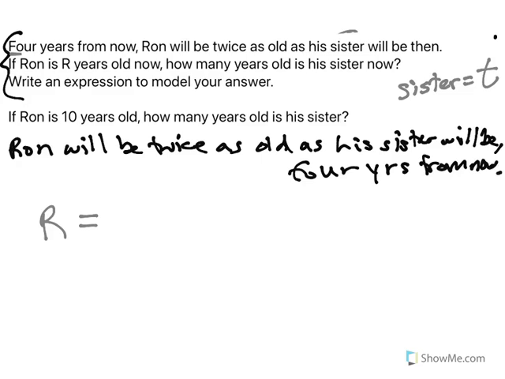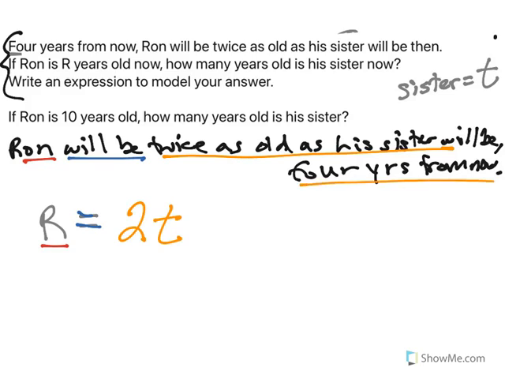So when we think about this, Ron, okay, we have that, will be, there's the equal sign, twice as old as his sister, so there's 2 times t, and that's 4 years from now. Well, 4 years from now is plus 4. Okay, so this is kind of the idea of what we're dealing with.